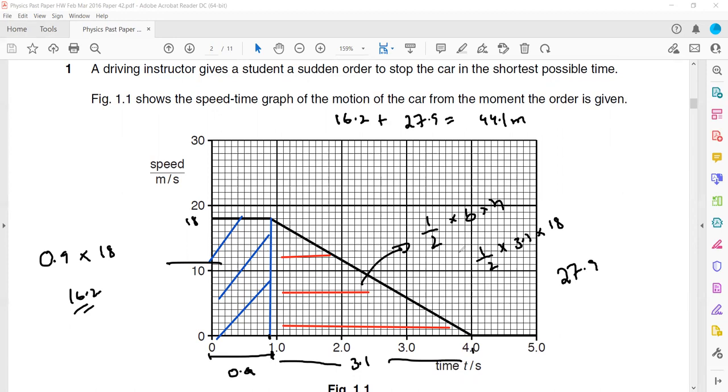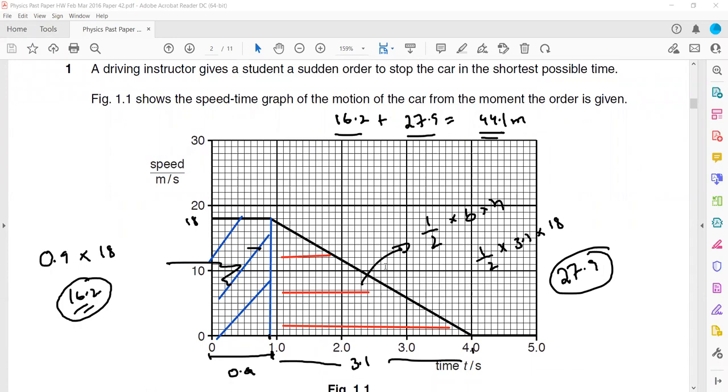Sir, what will be the final answer? The final answer, we will add them, because this is 16.2 for the rectangle and 27.9 is for the triangle. So we add them, 16.2 plus 27.9. So the final answer is 44.1 meters. That is the distance traveled by this car.